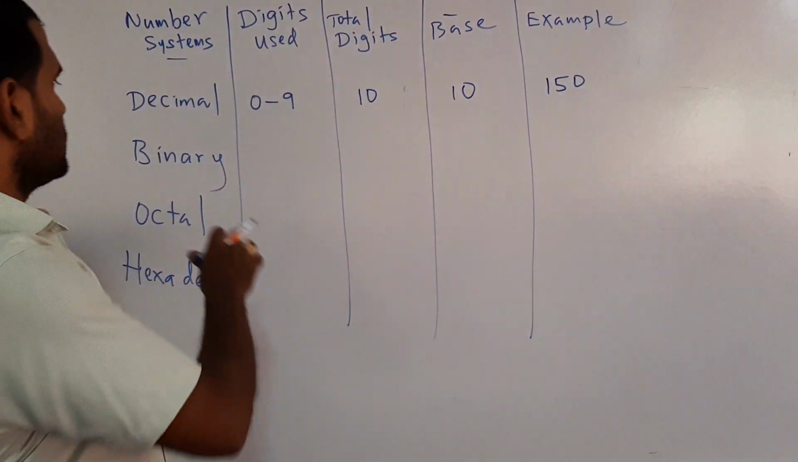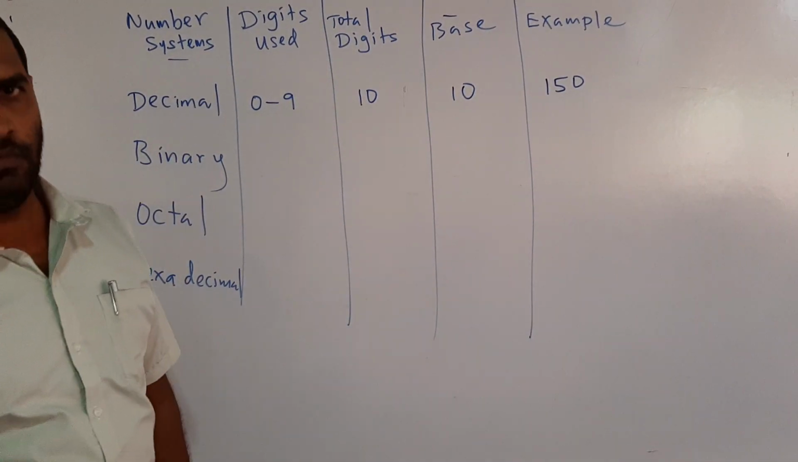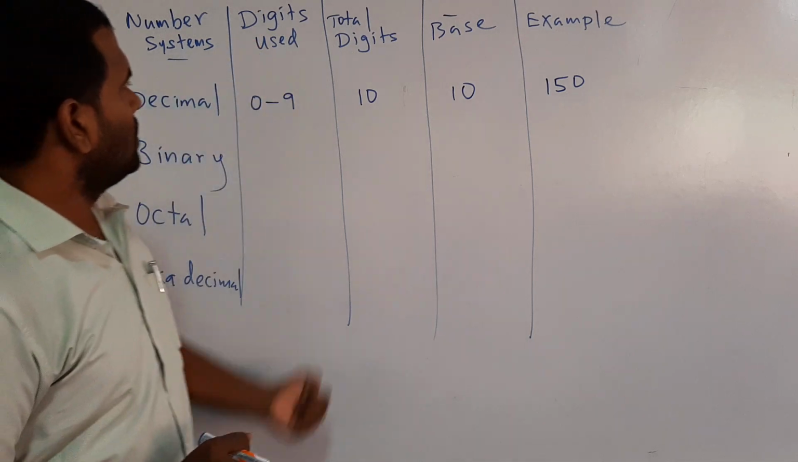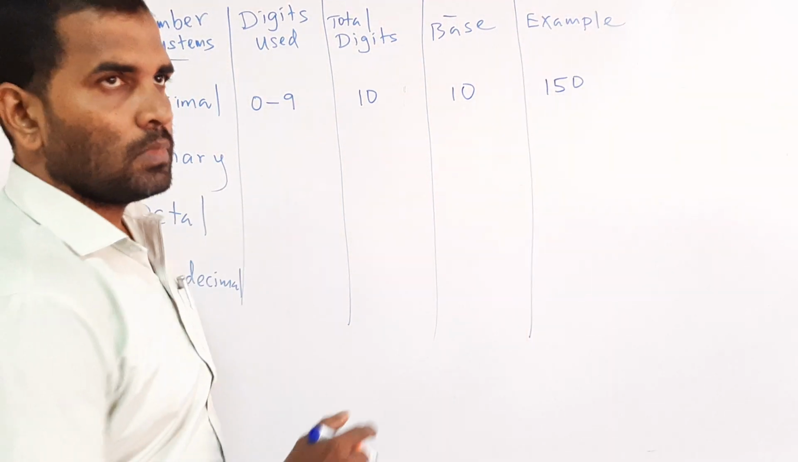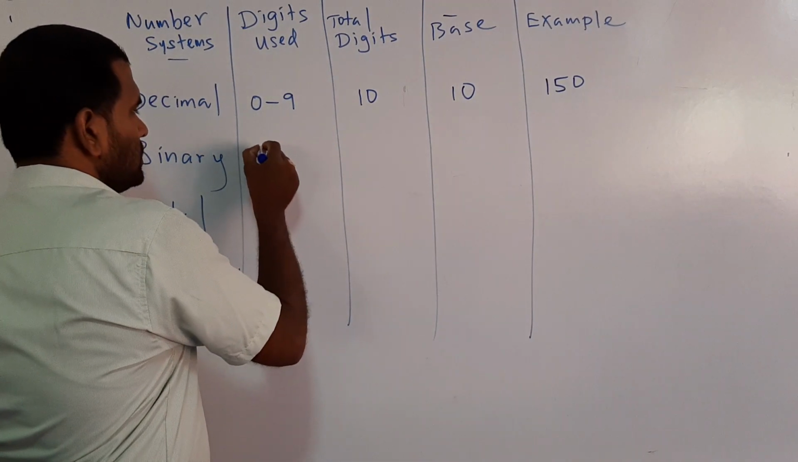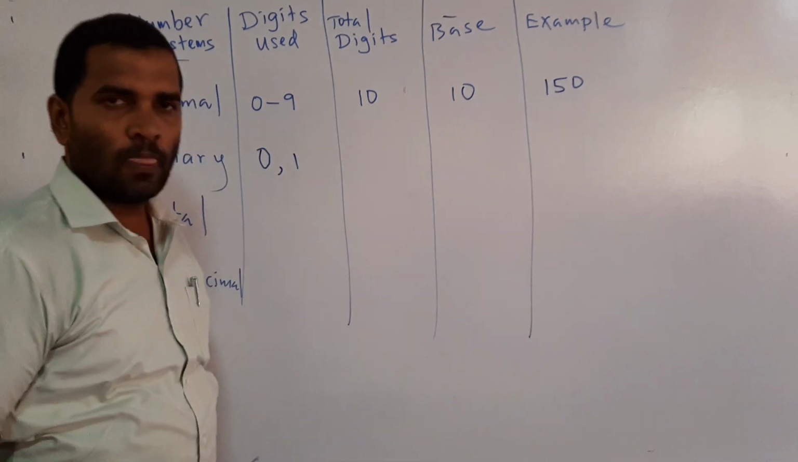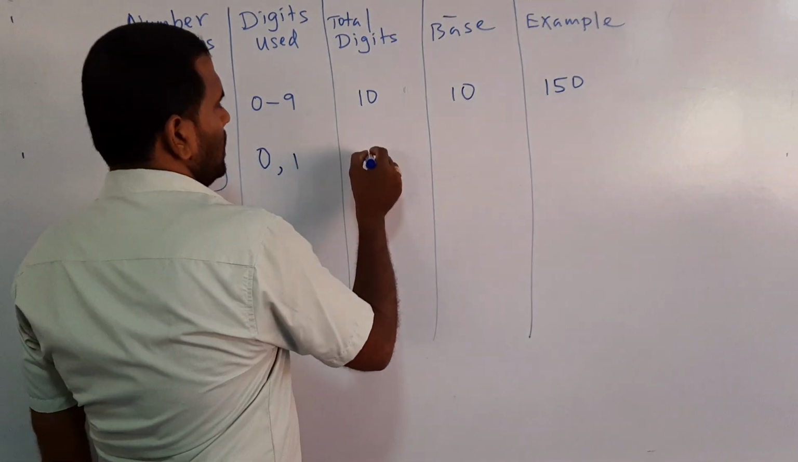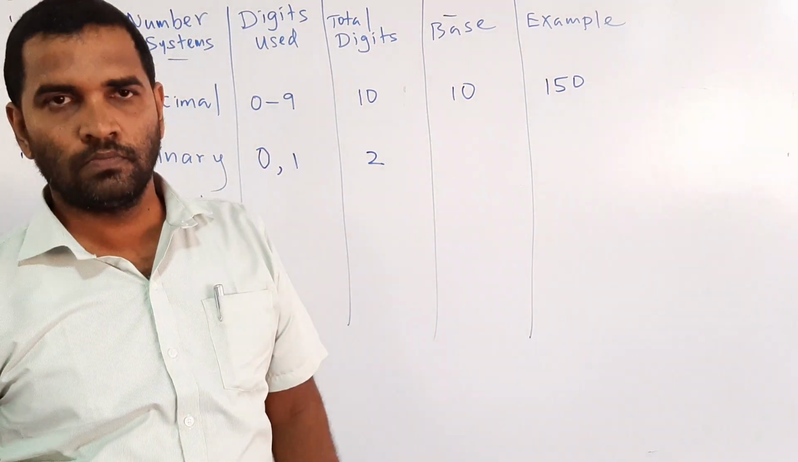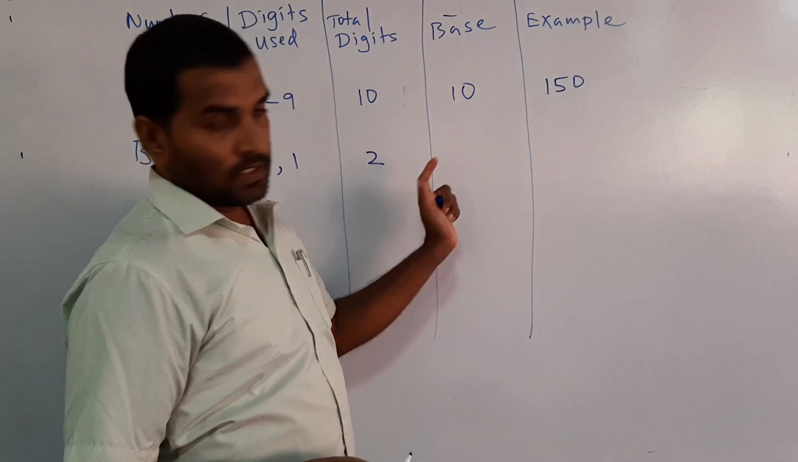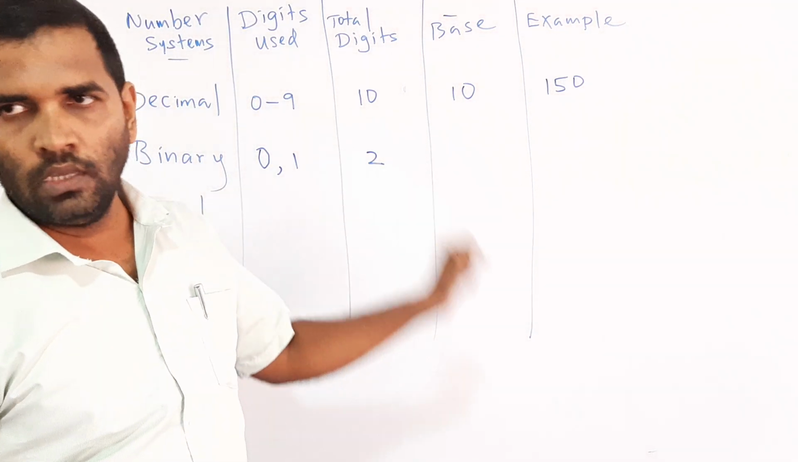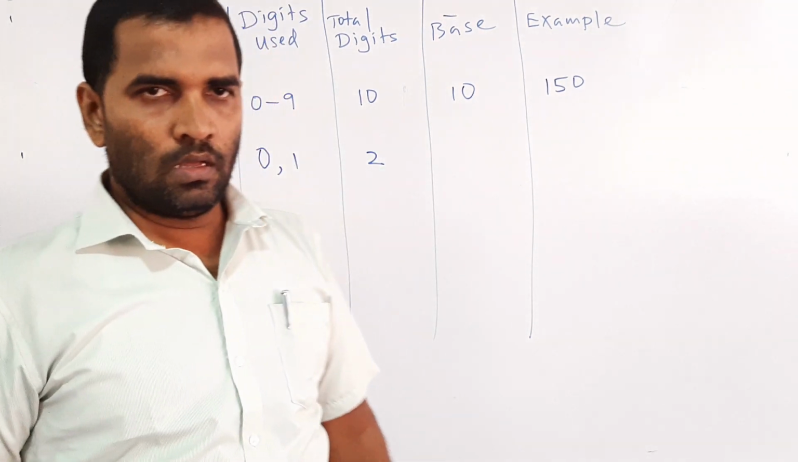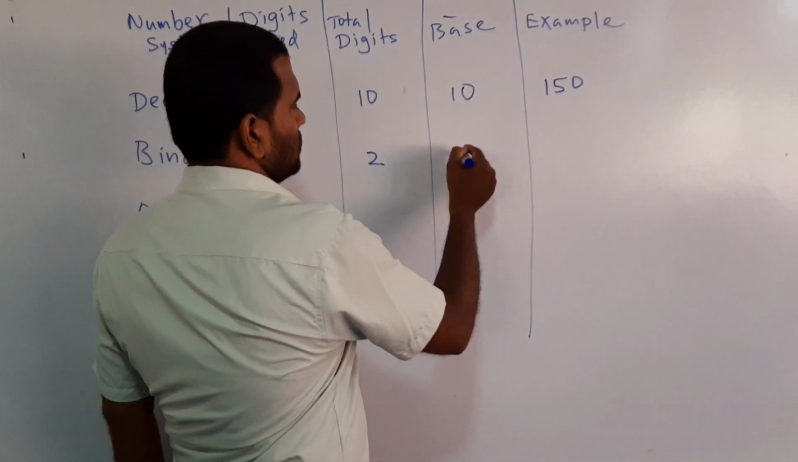So let's take the second one, binary number system. That is the name of the number system. It also has digits, but here we have only 2 digits, 0 and 1. Only 2 digits are permitted to use. Look at the total digits, you can easily count them. How many digits are there? We have 2 digits. Look at the base. As I mentioned earlier, the base value should be equal to the total digits. So here also it's 2.